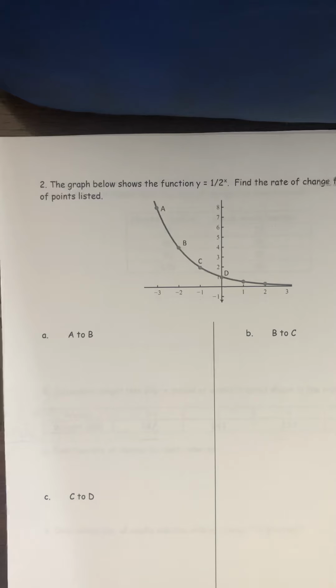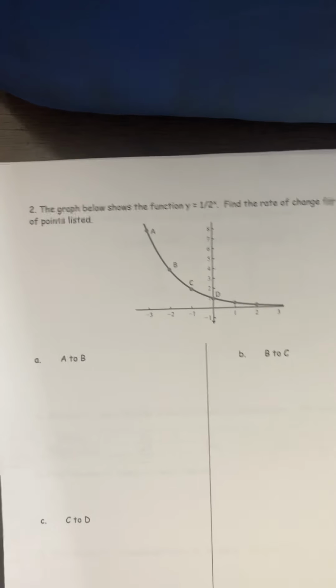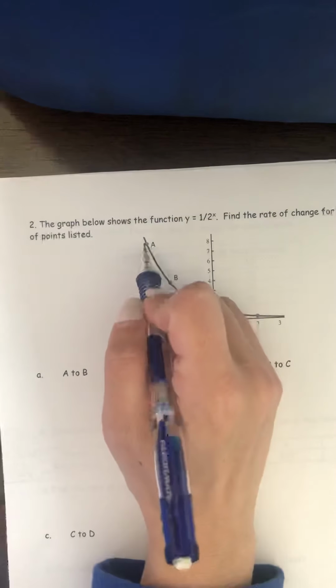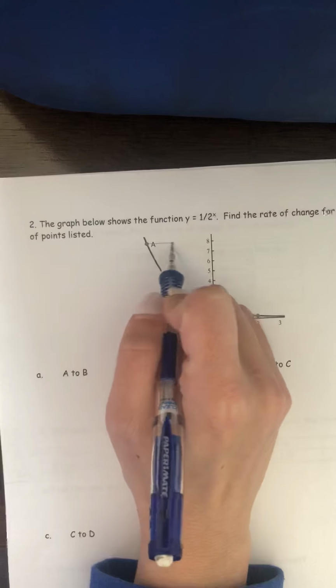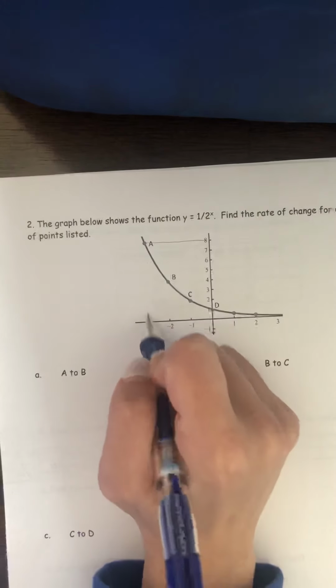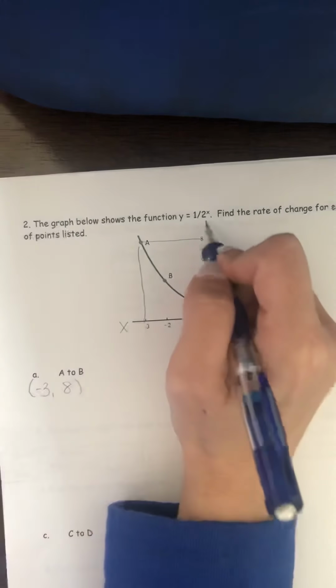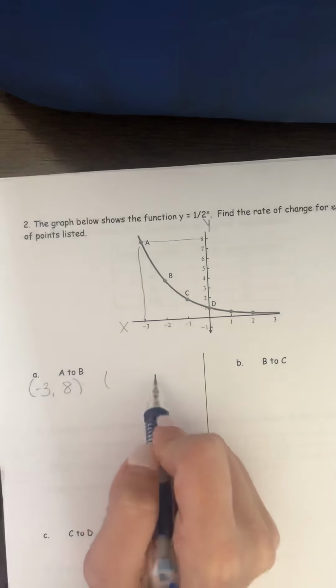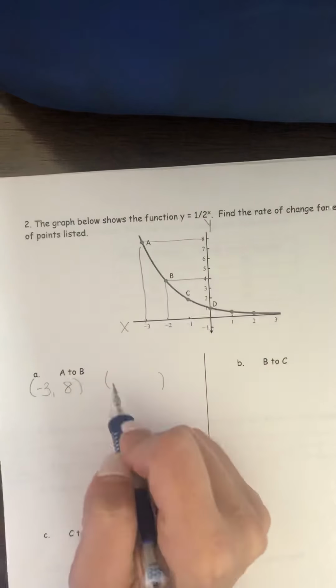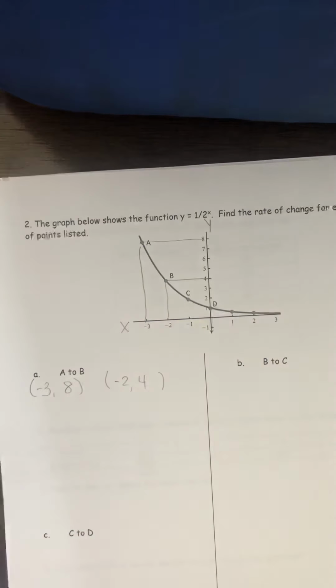Number 2 is exactly the same. They just don't write out the points for you. So when you're going from A to B, you have to read it on the graph. So that's negative 3, 8, because this is your x-axis, this is your y-axis. And B is at negative 2 and 4.